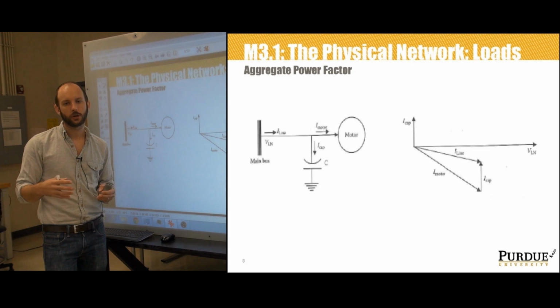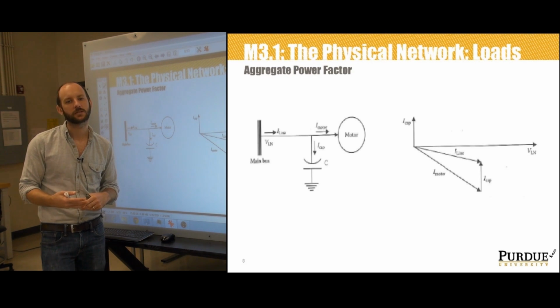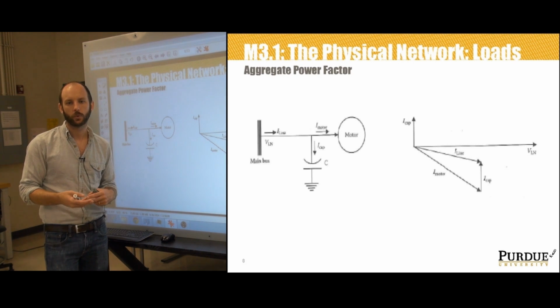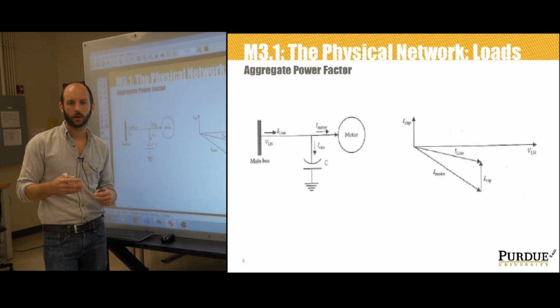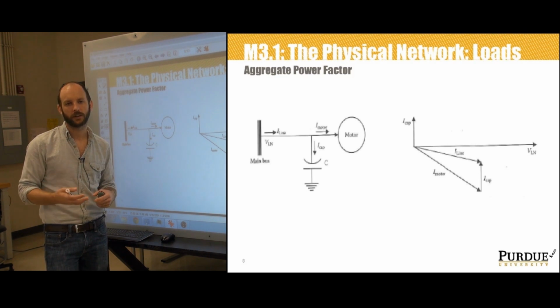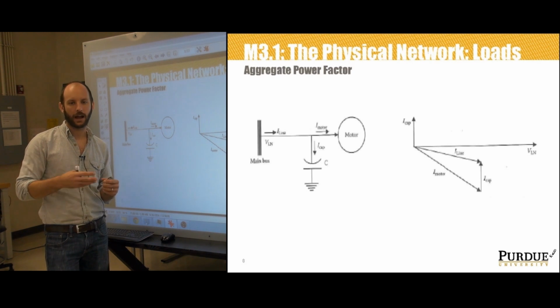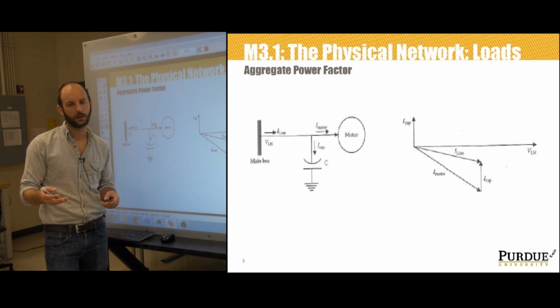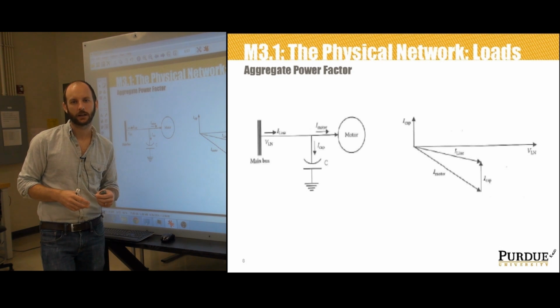Overall, utilities use this technique to try to maintain a system-wide power factor of between 1 and 0.8 lagging, with a typical operational value being 0.9 lagging. So what utilities try to do is connect different loads together in parallel such that their aggregate power factor is about 0.9 lagging.